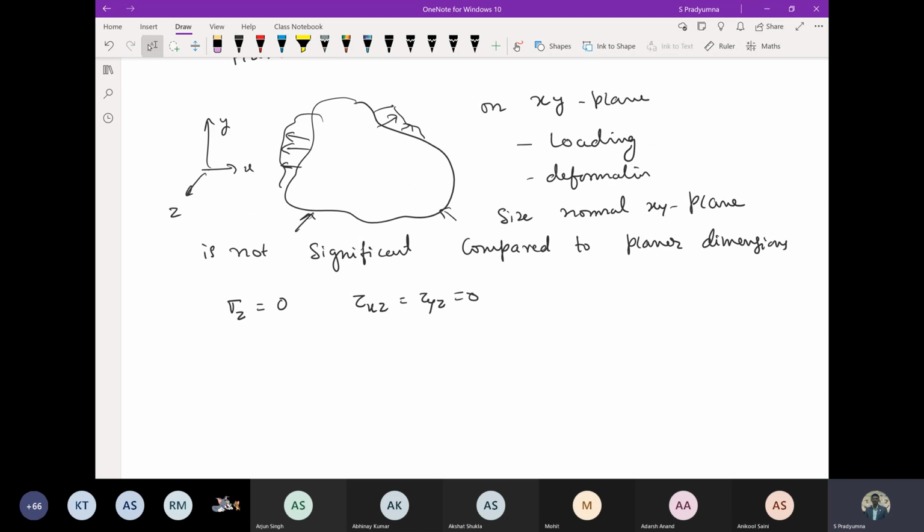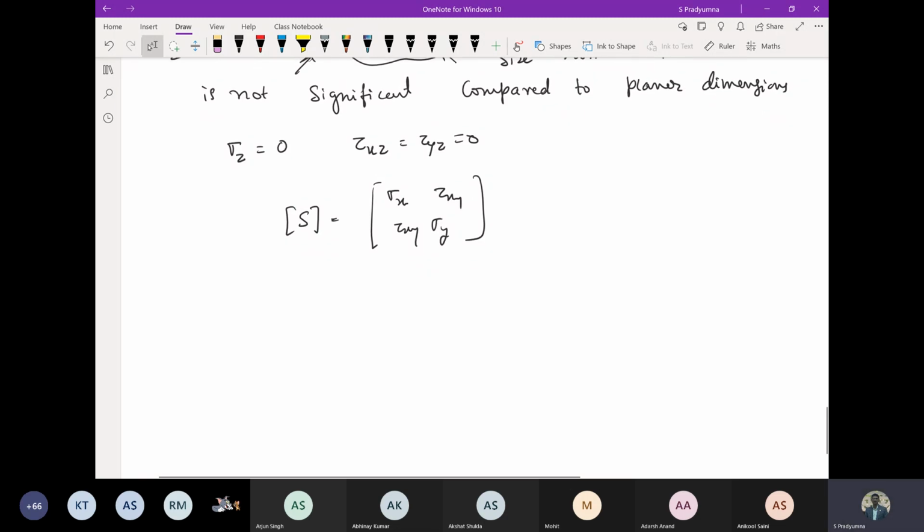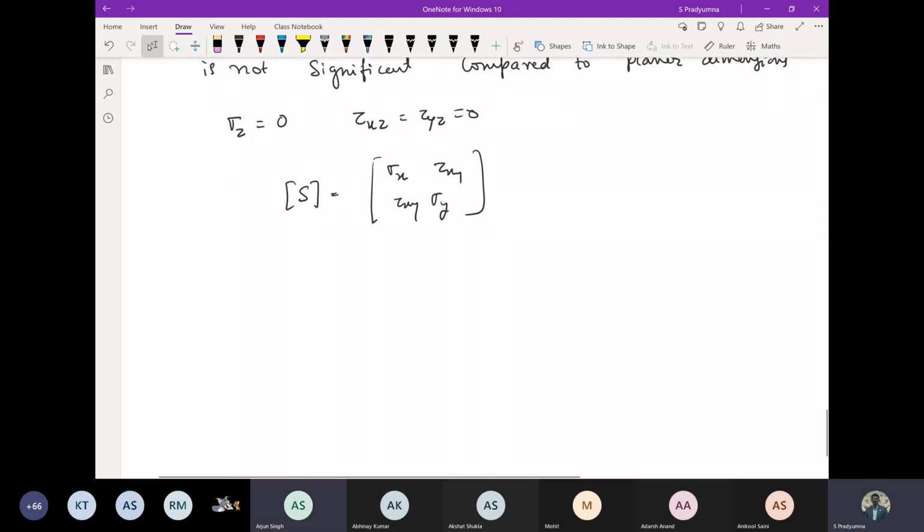So this is the plane stress condition in which sigma z, tau xz, tau yz are 0. The state of stress in this case is purely defined by 3 components: sigma x, sigma y, tau xy. So this is the stress matrix for this. Now, every rule we followed in the general state of stress should also be useful for the plane stress problem as well.